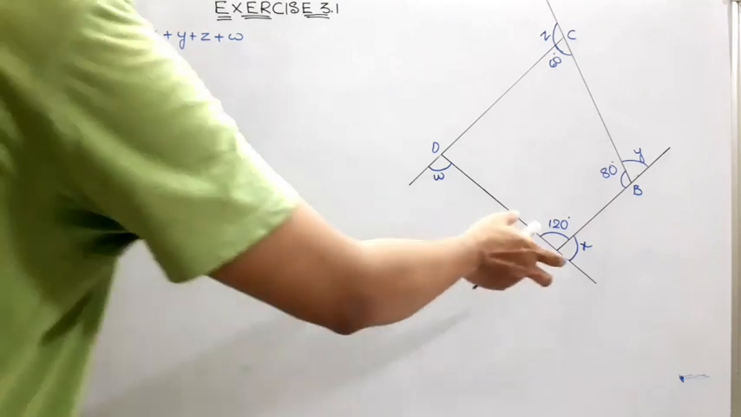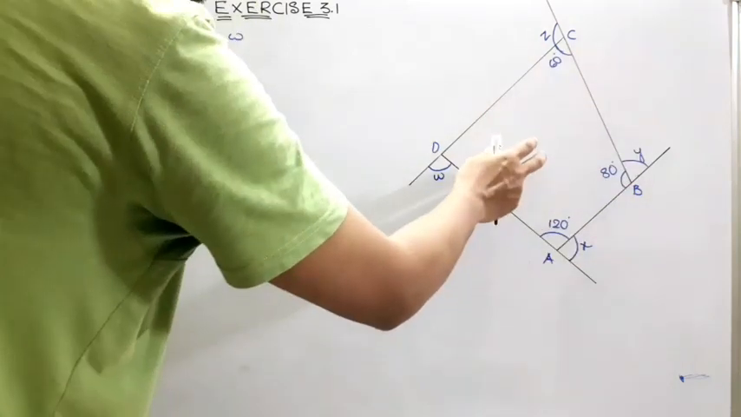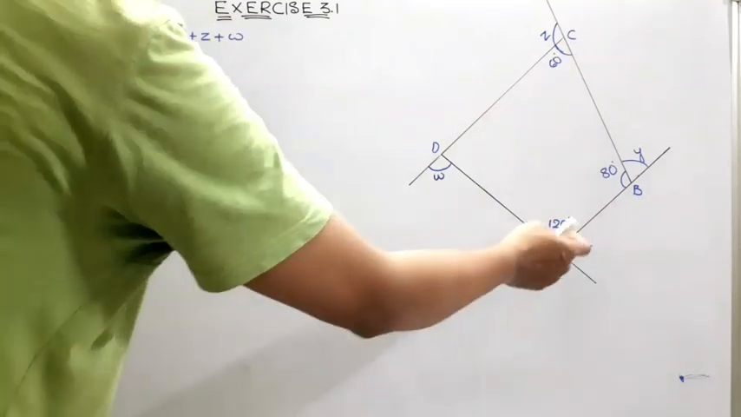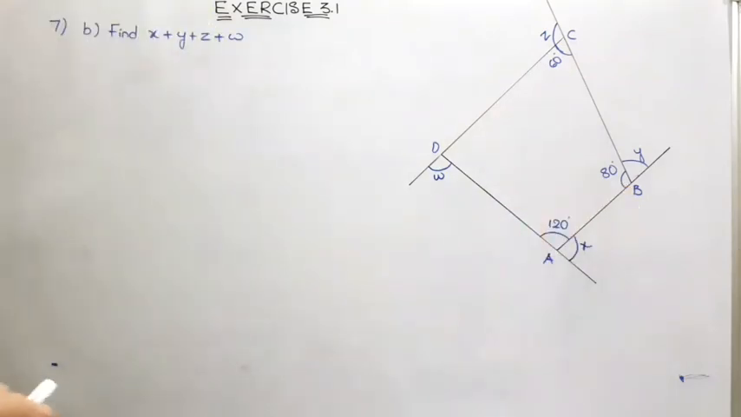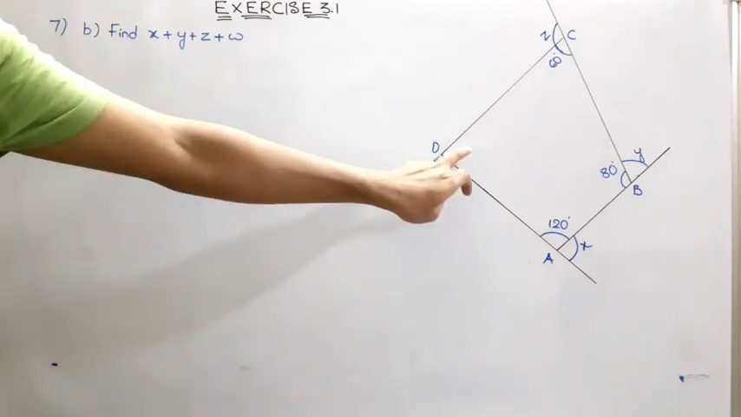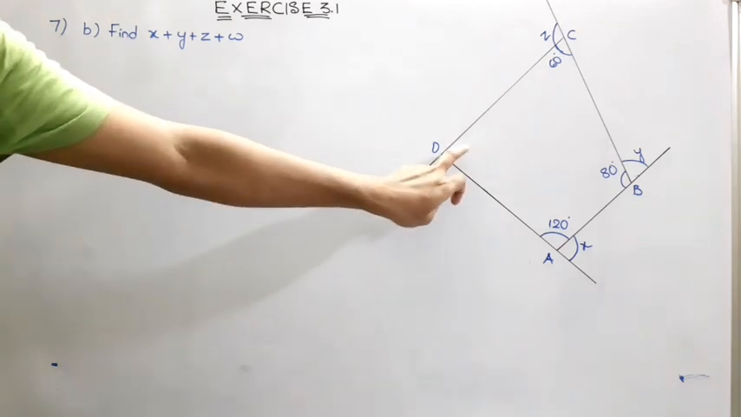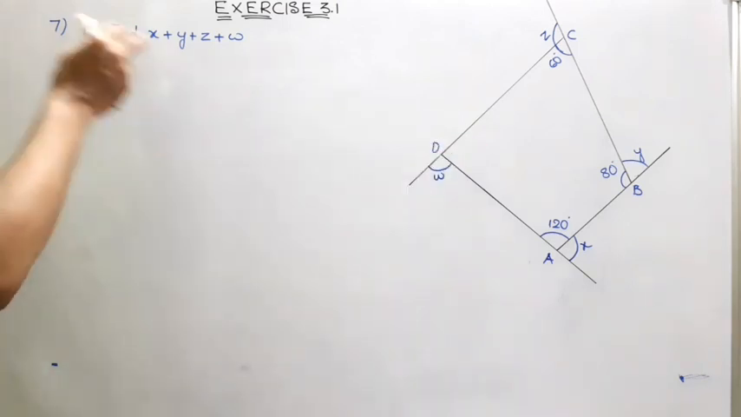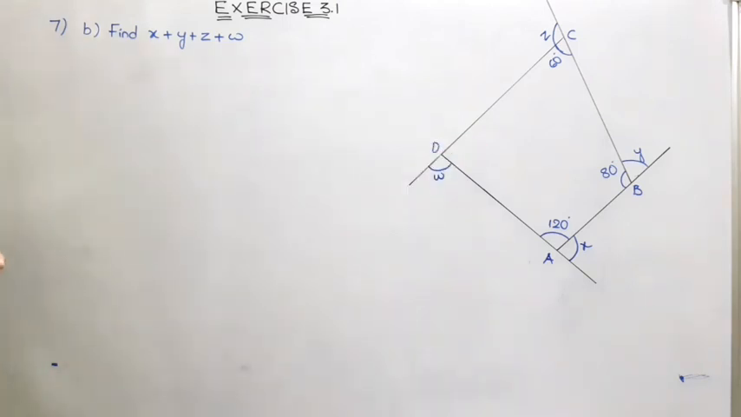You can start the solution in any way. First you can find the interior angles and then get the exterior angles, or you can directly find the exterior angles. So you can use any method which is convenient to you. But I am going to use my method, which is first I want to find the unknown interior angle so that I can get all the exterior angles with ease.